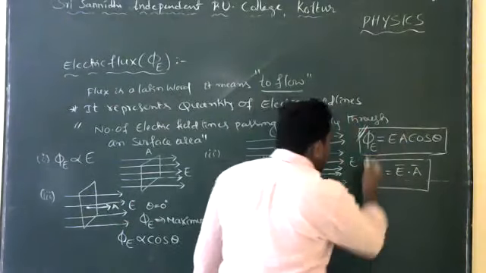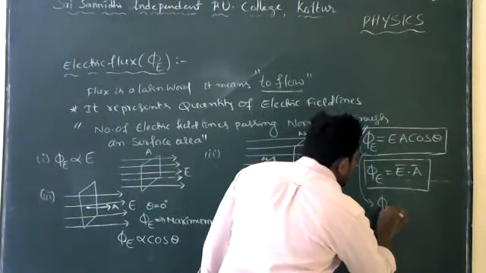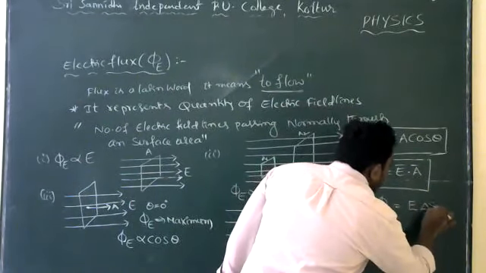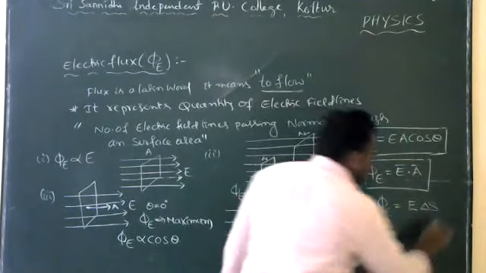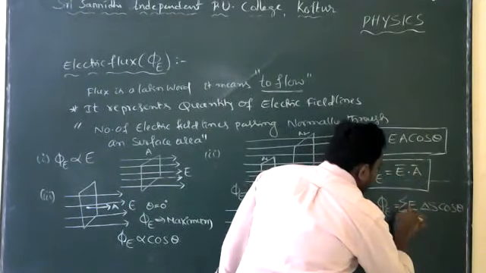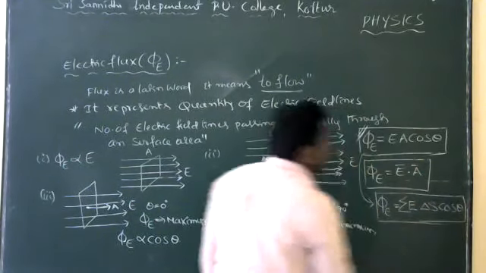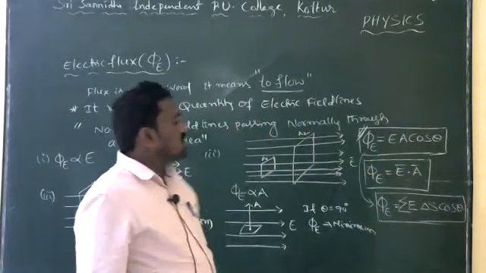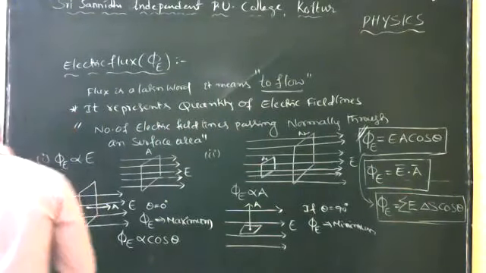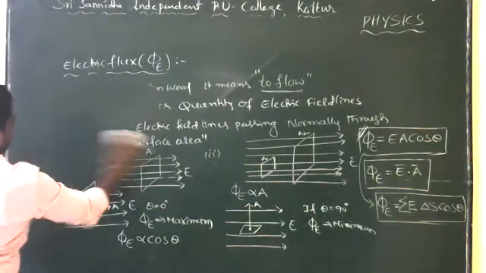In a similar form, phi E is equal to E times the area delta S times cos theta. By summing, phi E is equal to sigma of E delta S cos theta. So this is the mathematical form of the electric flux.